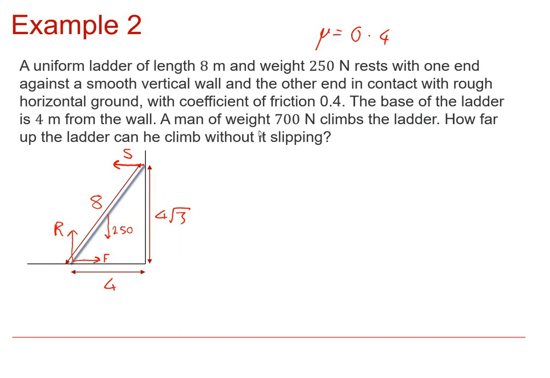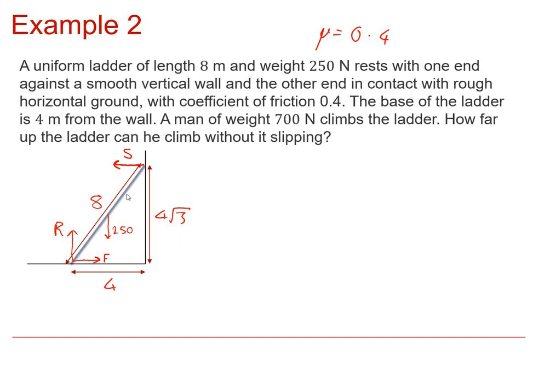And what's different in this question is that this time we've got something else happening. We've got another object. We've got a man with a weight of 700 newtons, and he's climbing the ladder. And this is quite an important question in terms of real life applications, because if you're going to climb a ladder, you want to know if it's going to be safe to climb to the top, or if it's not, you want to know how far you can safely climb. So we want to know how far he can climb without it slipping.